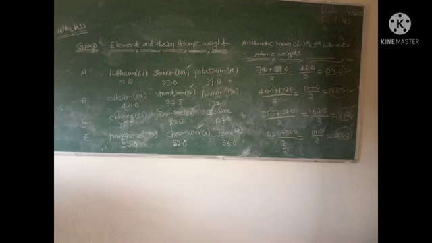Similarly, in group B, there are three elements: calcium, strontium and barium. Calcium atomic weight is 40.0, strontium atomic weight is 87.5 and barium atomic weight is 137.0. Arithmetic mean of first and third elements is 40.0 plus 137.0 by 2, that is equal to 177.0 by 2, that is equal to 88.5, which is near to 87.5. That means the atomic weight of strontium is equal to the arithmetic mean of the first and third elements' atomic weights.